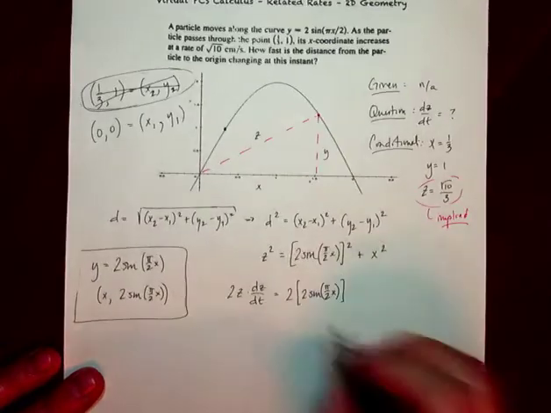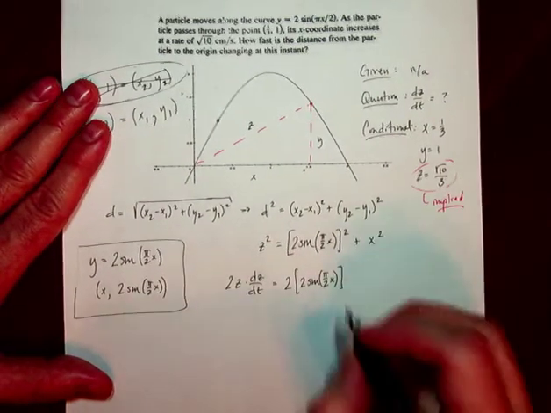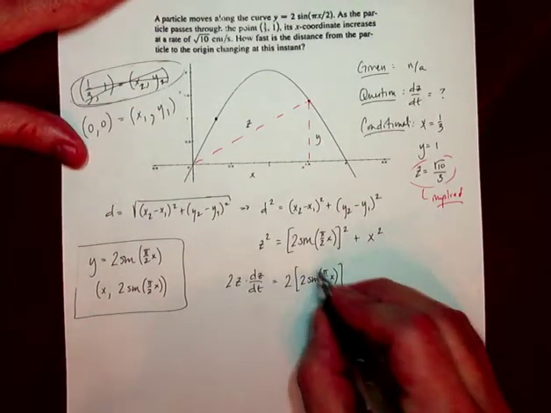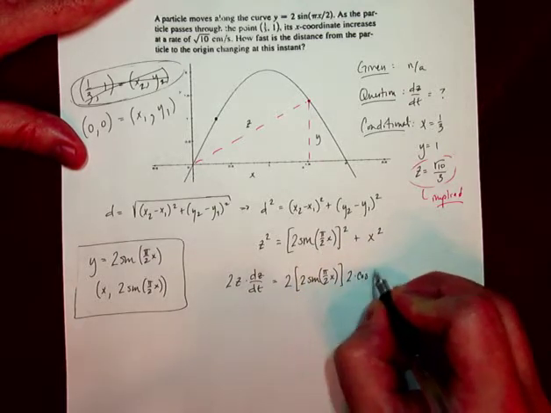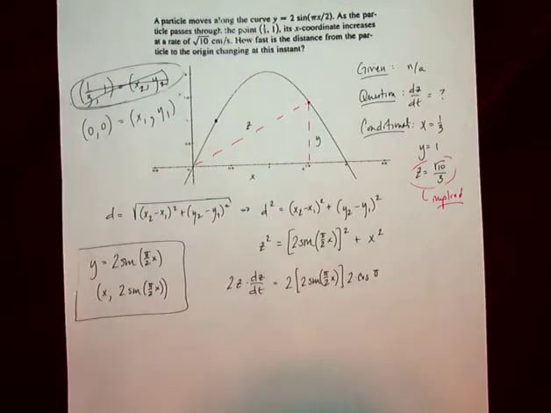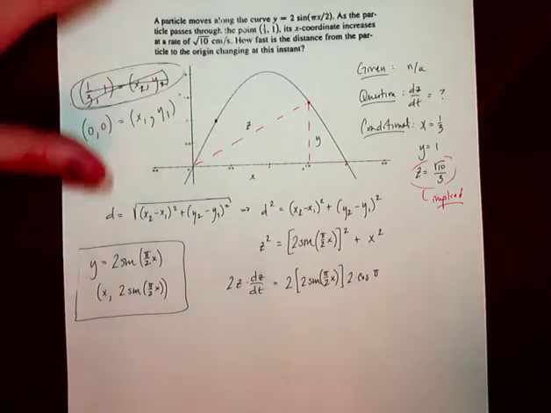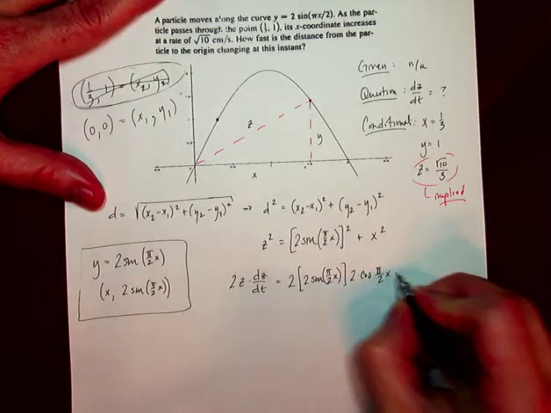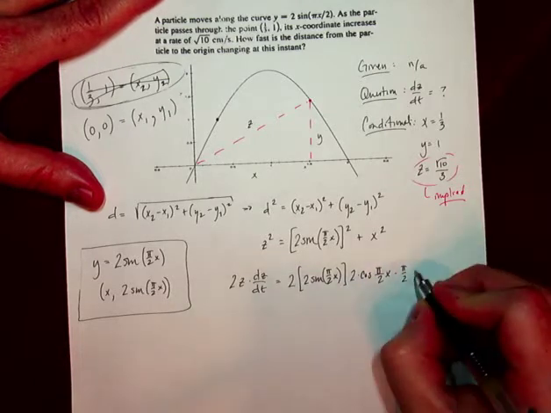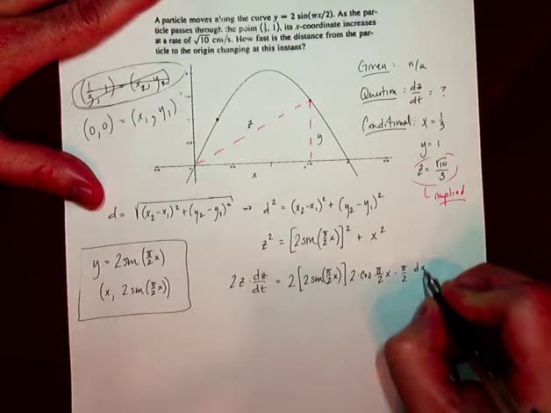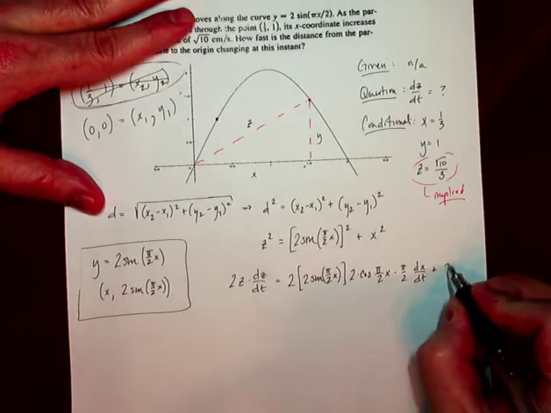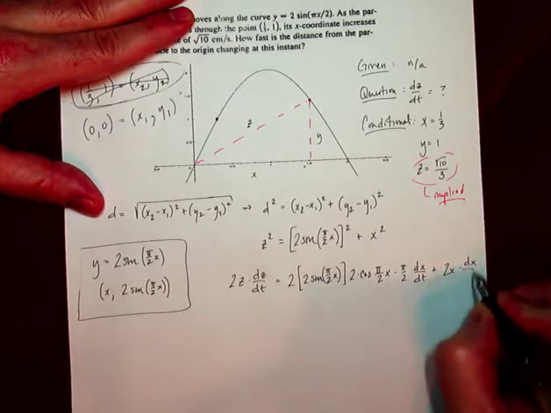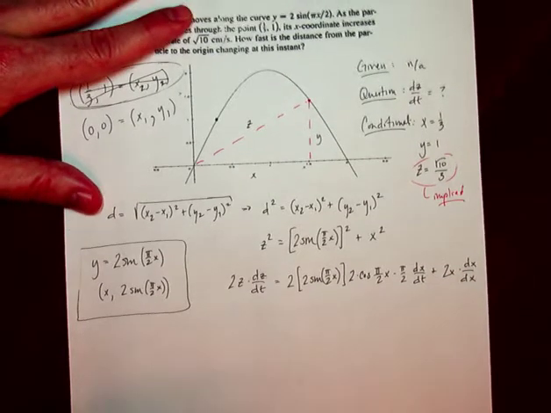And then, of course, we need to take the derivative of the inside. The derivative of the inside is 2 cosine, sorry about that, pi over 2x times pi over 2. And then we need a dx dt. Thankfully, the next term is going to be much easier, 2x dx dt. Now let's clean this up.